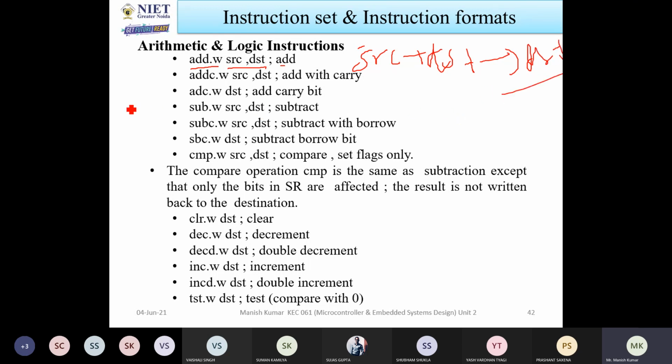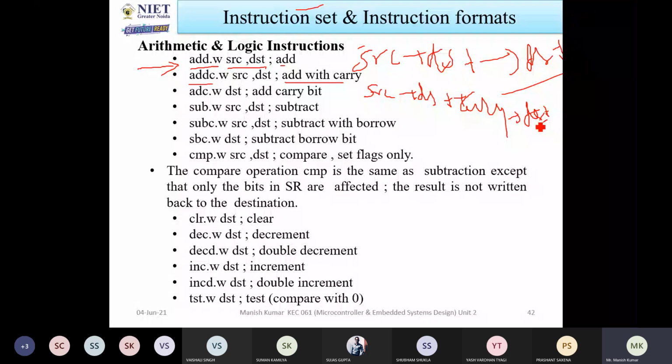Okay, same way you can use addc. It means add with carry. In the first instruction, the carry is not included. So when we are talking about addc.w src dst, it means that the result is source plus destination plus carry, and this will be stored in the DST register. So this way you are able to use the add.